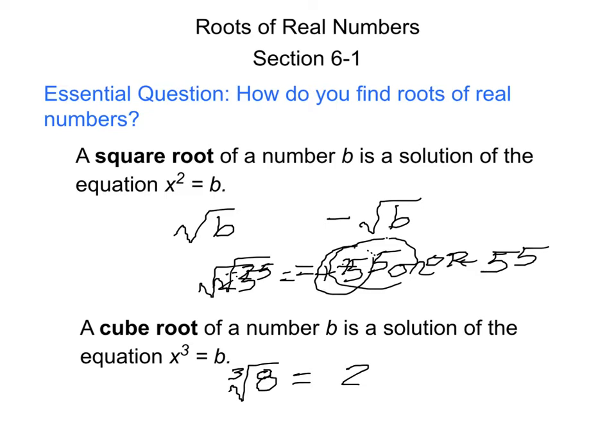Now, if I'm talking the cube root of minus 27, let's look at another example here. So let's say I've got the cube root of minus 27. The answer to that is simply minus 3. There is no plus 3. It's minus 3. Okay? So the cube root of a number has only one solution, all right?